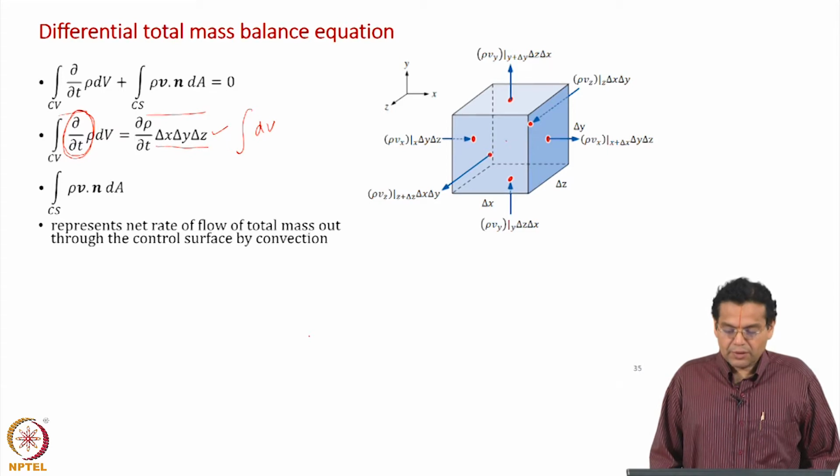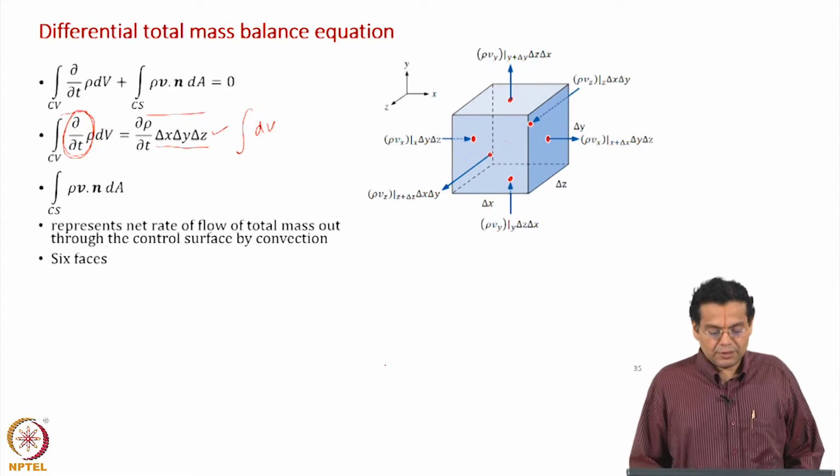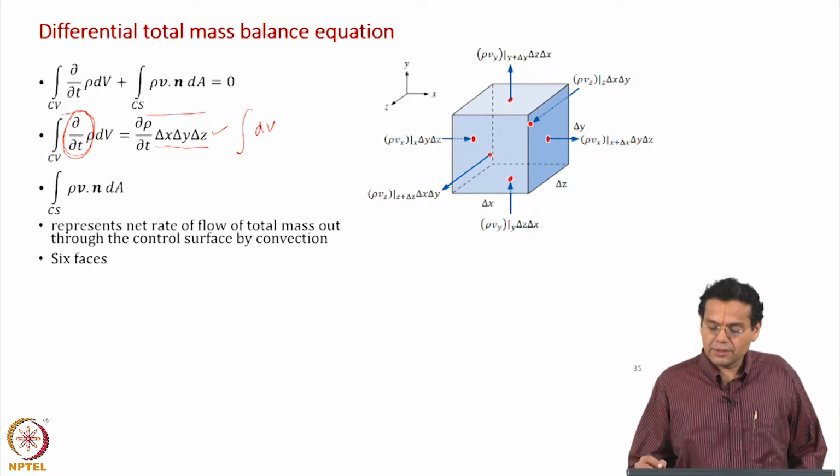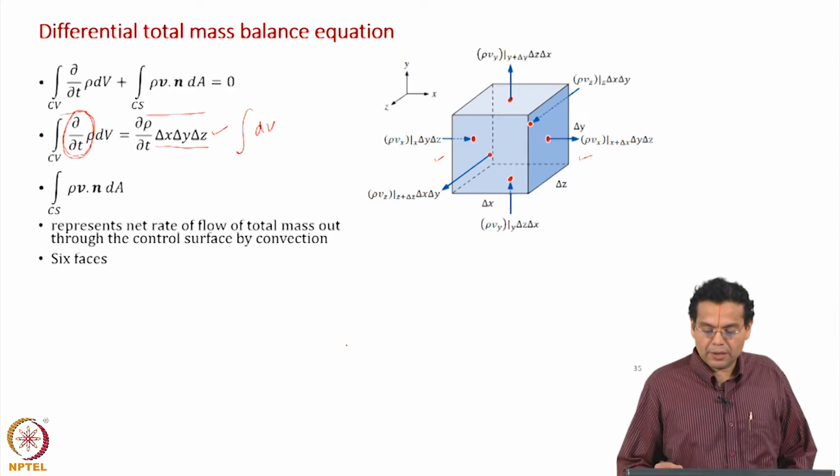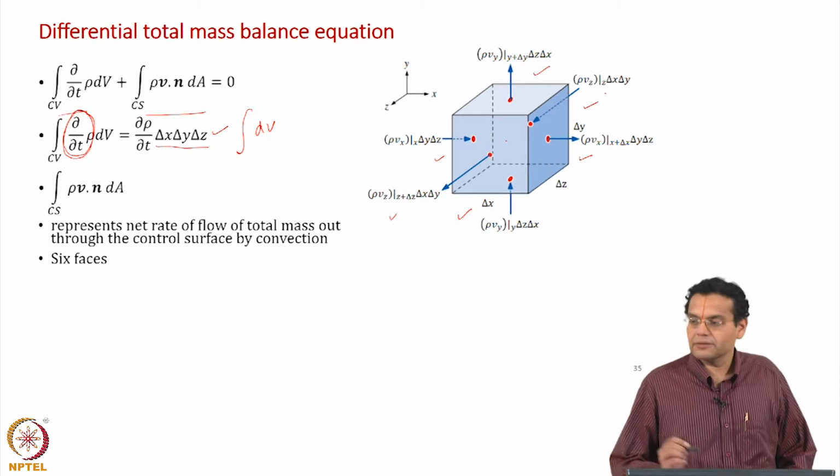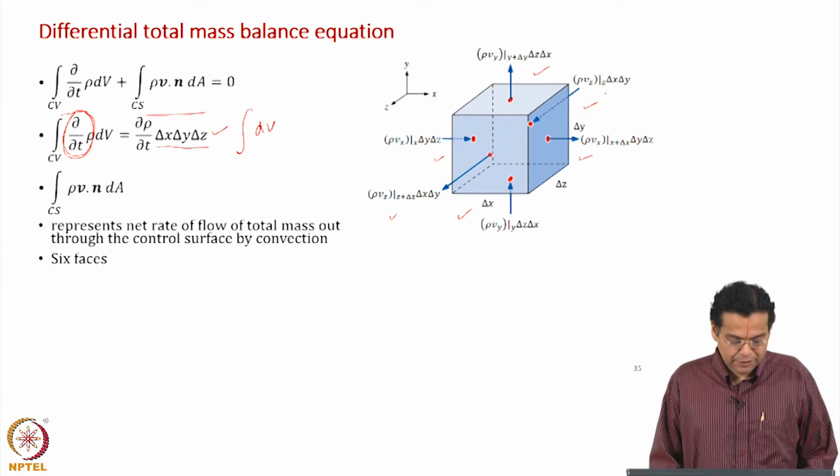Now, if you look at the control surface, we have 6 faces here. What are the faces? Along the axes, you have the right side face and the left side face, then the top face and the bottom face, and then the front face and the rear face, if you take them pairwise.